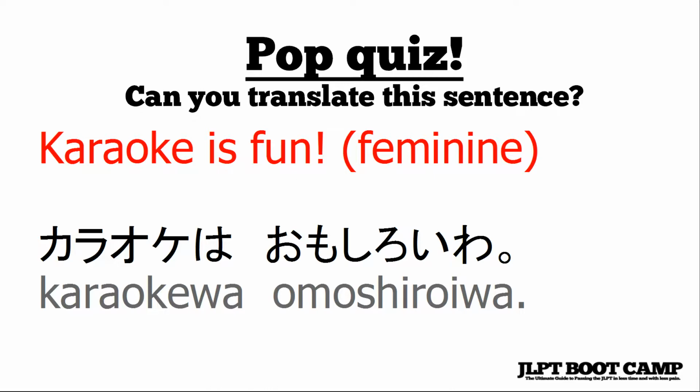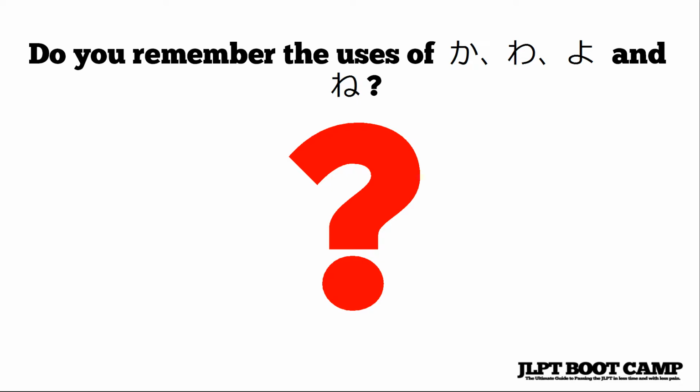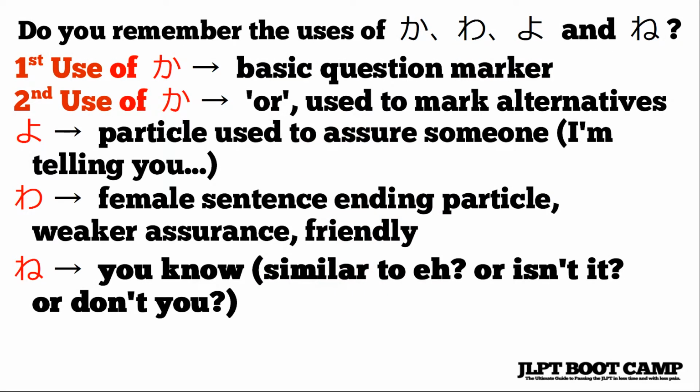Finally, all right, do you remember the uses of ka, wa, yo, and ne? Let's go over them one last time before we finish today. Two uses of ka. The first one is the basic question marker, although other question markers are used. And the second use of ka is to mean or. It's used to mark alternatives in a sentence. It can be used after nouns, or it can be used actually after sentences.